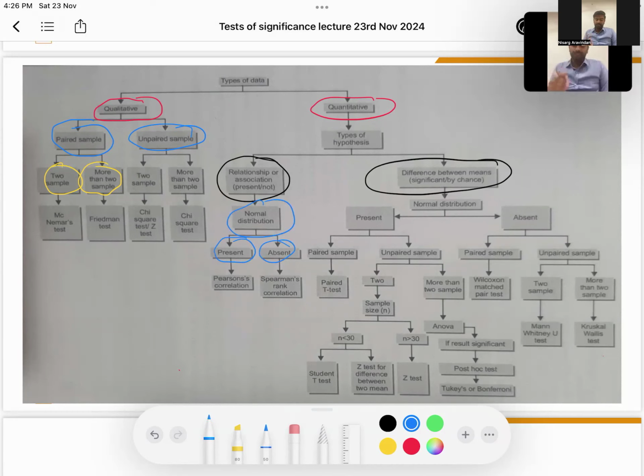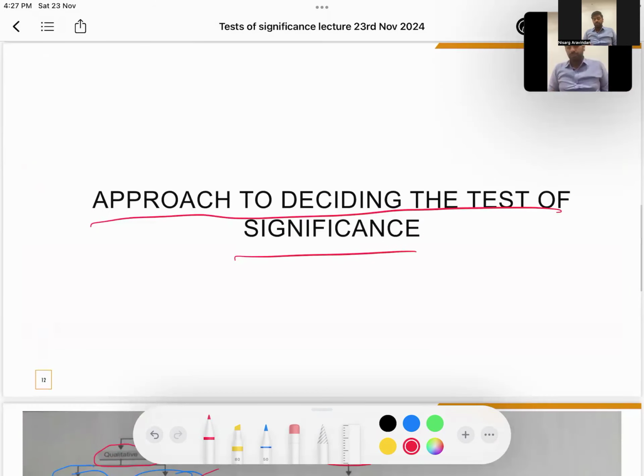So if you are able to categorize, make sure that you are clear on what type of data it is, whether it's paired or unpaired, whether it's two samples or more than two samples in terms of qualitative, whereas when it comes to quantitative, whether you're measuring association or the mean, whether it's normally distributed or not, and then whether it is paired or unpaired and how many groups they are, right? This overall sums up how we can approach the decision of making the test of significance to be used.